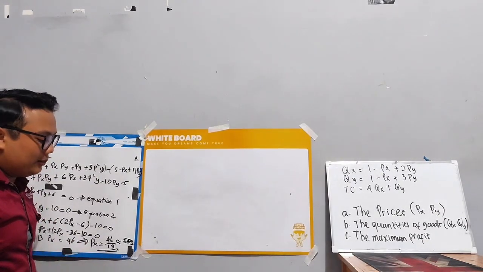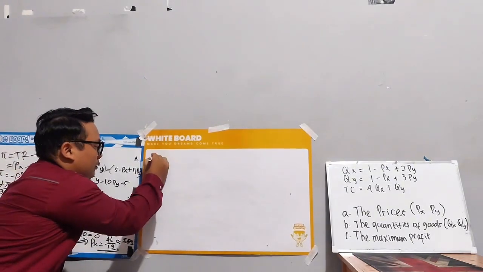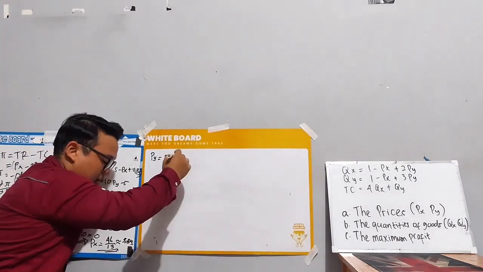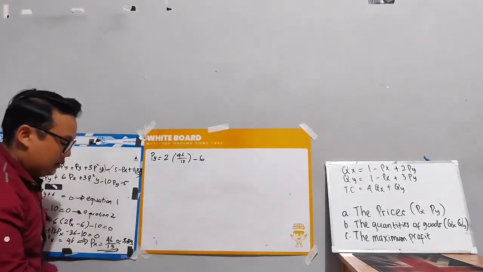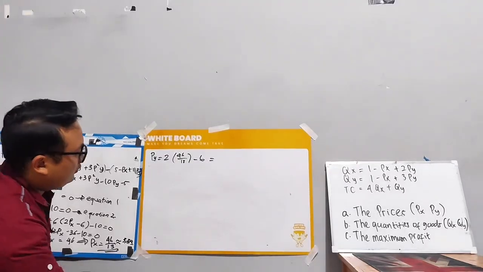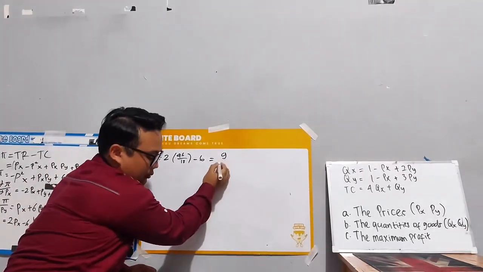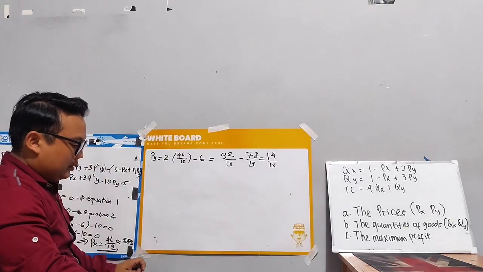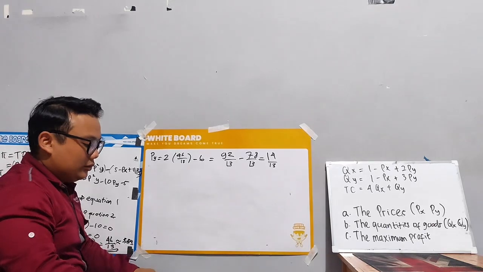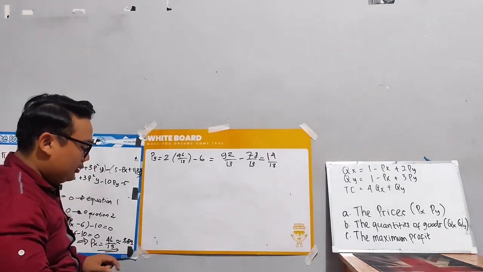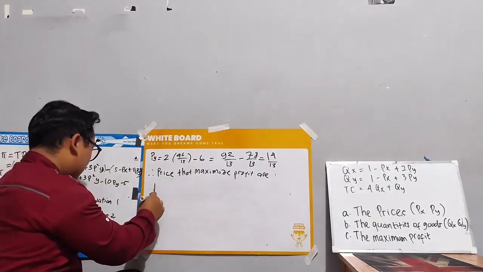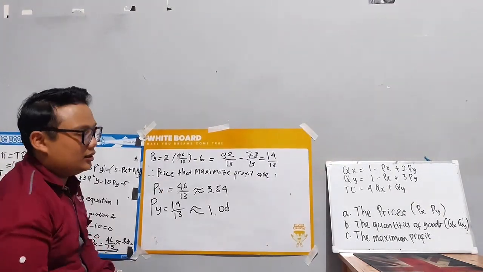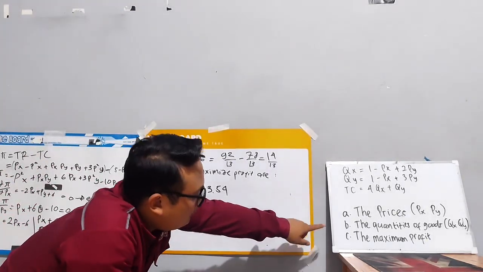Next, we find the value of Py. Next, choose the price that maximizes profit, Px. We have a next to the solving B.